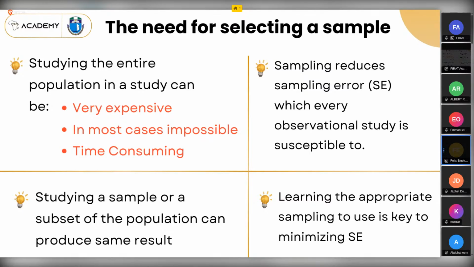And they also said that as long as you follow the sampling process, the sampling method, especially the probability sampling method, which I'm going to show you now, there is a huge minimization of any form of sampling error that would have resulted from it. So meaning whatever findings you get, you're good to go. So learning the appropriate sampling to use is key to minimizing any form of sampling error, which is what I want to show us now.